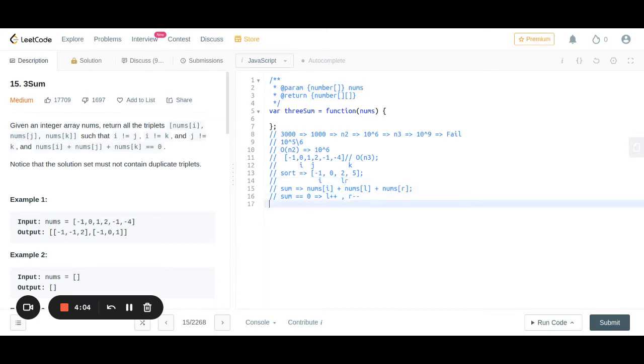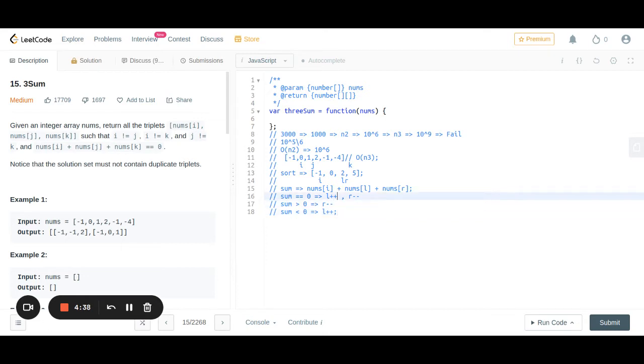Now what if the sum is greater than 0? Then our answer is large, so we are going to decrease from the right. If we decrease from the right, the answer is going to decrease. And if we increase from the left, the answer is going to increase, since left values are smaller. So we do r minus minus to decrease the answer, and if the sum is less than 0, then we do L plus plus.